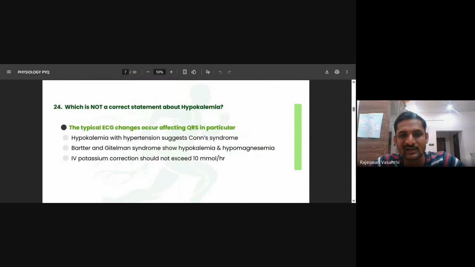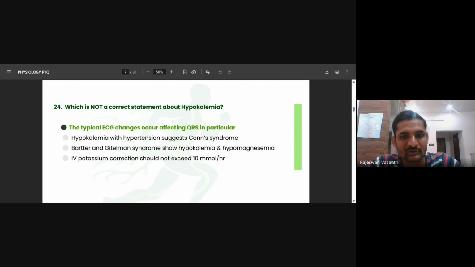Next question: which is not a correct statement about hypokalemia? The typical ECG changes occur affecting the QRS in particular. That is, the question says hypokalemia is diagnosed by looking at the QRS on ECG. So this is a wrong statement. We'll discuss it later. Hypokalemia with hypertension suggests Conn syndrome. Yes, it's correct. Bartter syndrome and Liddle syndrome show hypokalemia and hypomagnesemia. It's correct. IV potassium correction should not exceed 10 millimoles per hour. So this is approximately a correct statement.